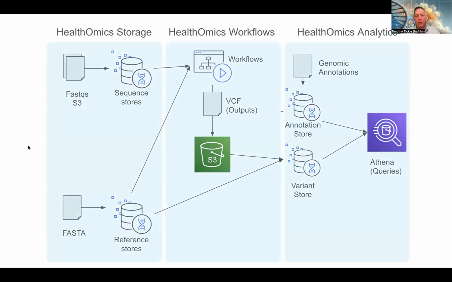When you're thinking about Health Omics, this first piece here, creating the sequence stores and the reference stores, is the Health Omics storage. Health Omics workflows is processing inputs and creating outputs, and then the analytics, Health Omics analytics, is the variant stores, and that is also using AWS Lake Formation and Athena all together to do queries.